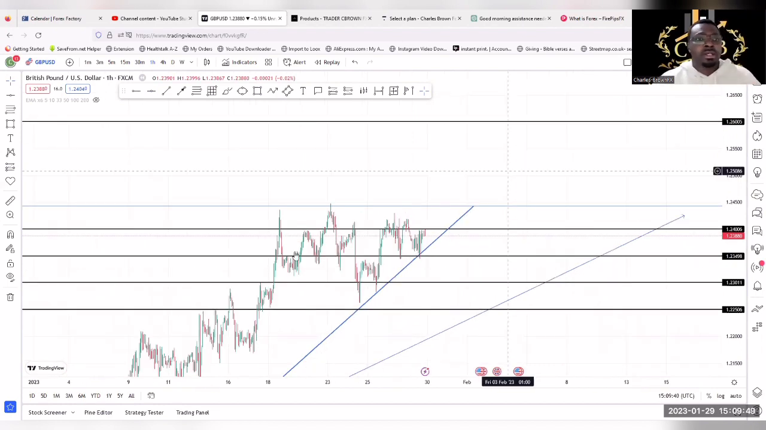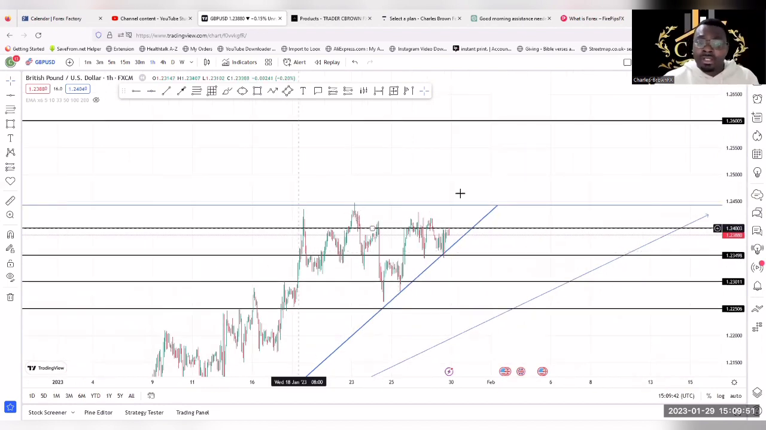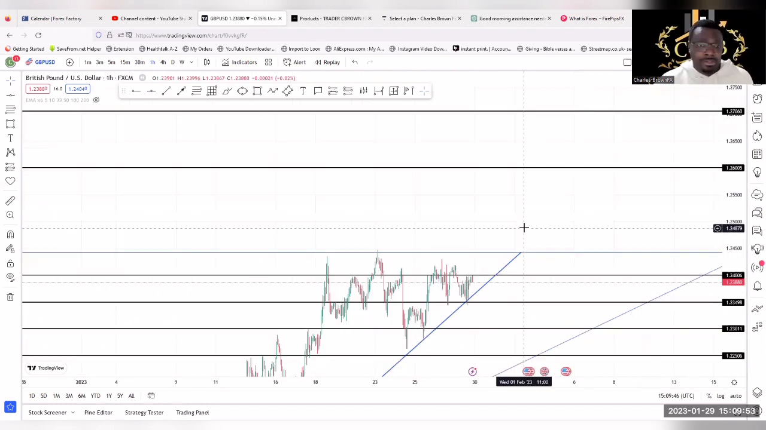Again, in addition to this, if the market breaks above this and stays above, I'm going to be looking for buys. So I already showed you the target to look for.